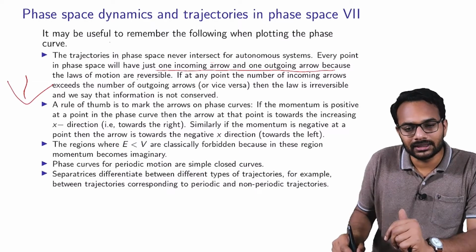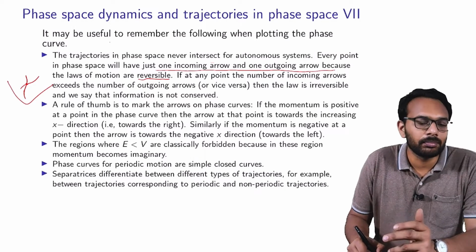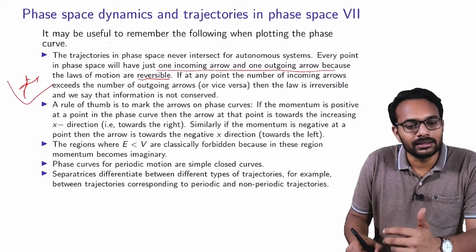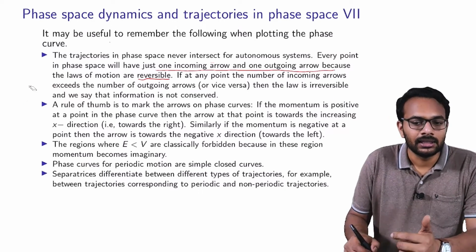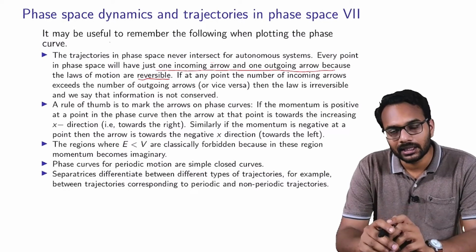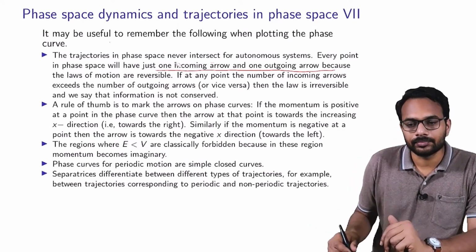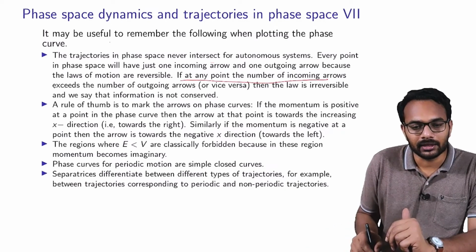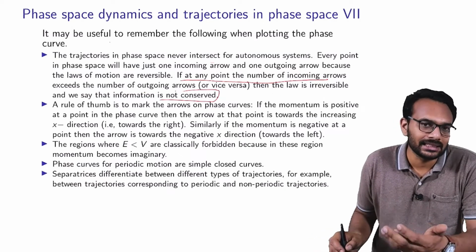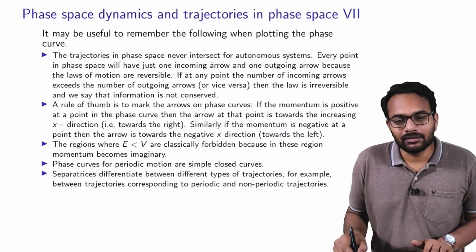Because the laws of motion, it's also known as reversibility. Suppose they intersect, and at this point we don't know what the past of the system is. It could be this or this. Imagining that arrows are like this, it could be this or this, but this means that it's not reversible. But for physical systems, the laws of motion are completely reversible. So if you know the state, you know what the state was in the past, provided you know the conditions and the equations of motion. Now, if at any point the number of incoming arrows exceeds the number of outgoing arrows, then the law is irreversible, and we say that information is not conserved. But information is actually conserved in physics. So the takeaway point here is that the trajectories in phase space never intersect.